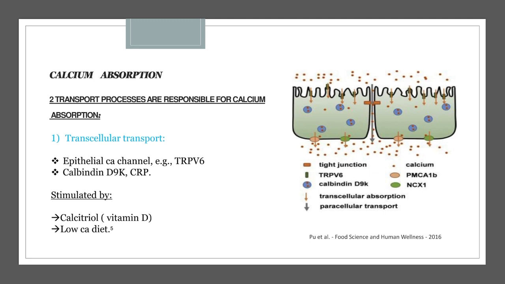Calbindin D9K facilitates the vitamin D dependent movement of calcium through the cytosolic compartment of the intestinal cells. It is stimulated by calcitriol, vitamin D. It requires the active form of vitamin D, 1,25-dihydroxyvitamin D, and it is stimulated by a low calcium diet.